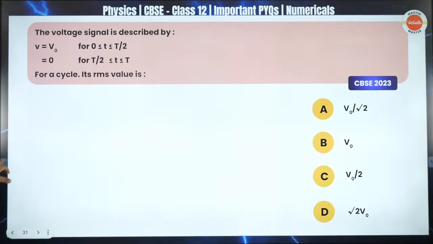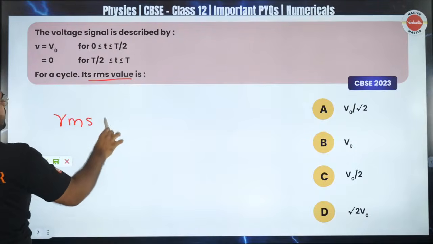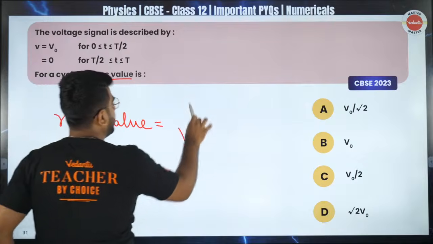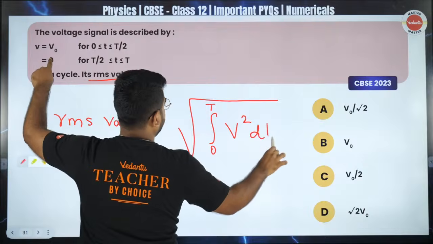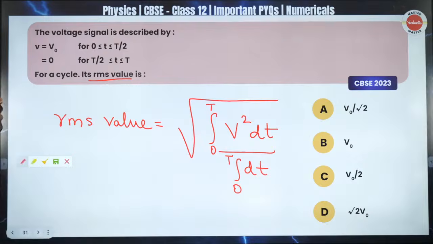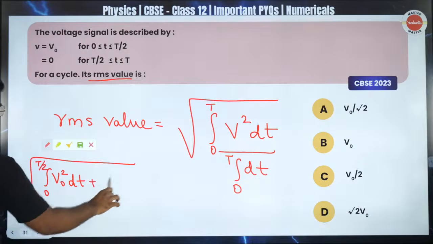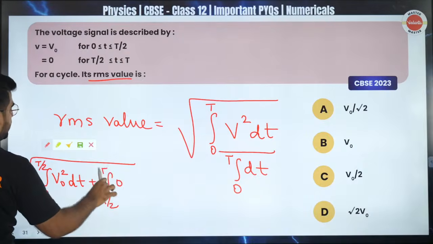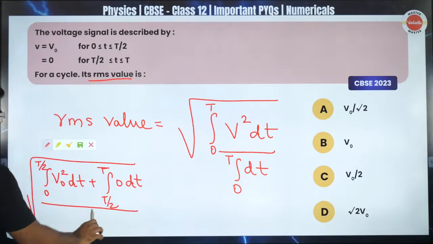So what is the RMS value of the voltage here? The RMS value formula is the square root of integral 0 to T of V square dt divided by integral 0 to T of dt. So this is your answer. Now this will become the root of integral 0 to T by 2 of V0 square dt, plus from T by 2 to T it is 0, divided by the time period T.